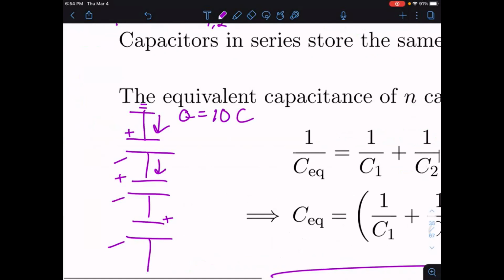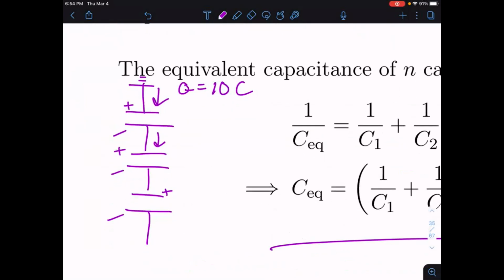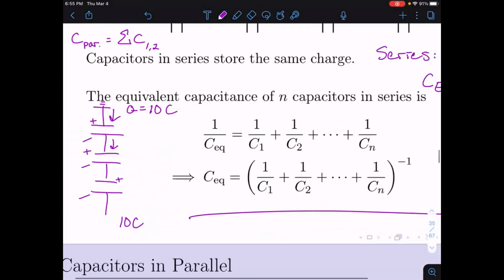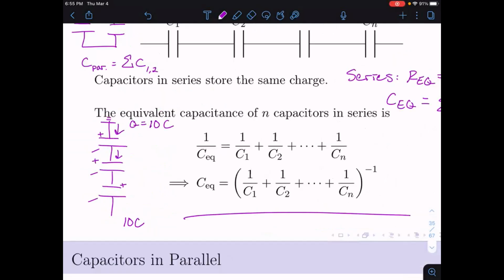I can't lose any anywhere in between these two. I can't just completely destroy some charge. It's got to go somewhere, but I'll end up with 10 coulombs here at the end. All these have got to be the same charge because of the way the capacitors work. It's a staggered thing. Whatever charge comes on the first one has to leave that first one and go to the second one, and so on. Does that answer your question?